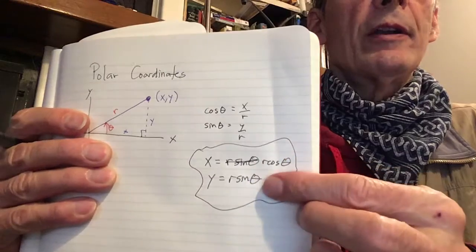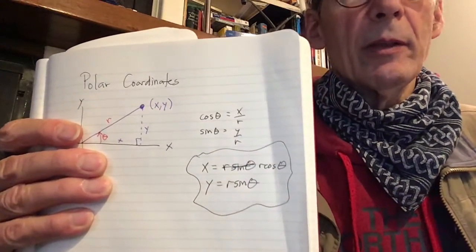And a lot of people find that more useful in this form, where you can just solve for x and y. You have to do it correctly, though. So there's how you go. If you know r and theta, you can find out x and y.